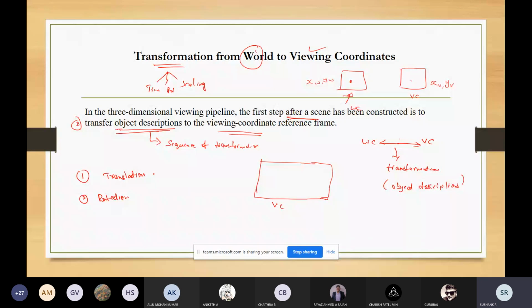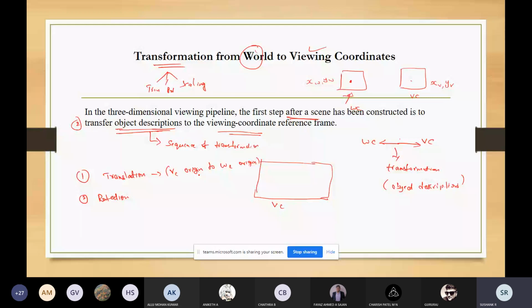Translation will be done to translate or move the viewing coordinate origin to the world coordinate origin. So basically the object will be described by using transformations. Here we are using two transformations: one is the translation and the other one is rotation. What translation will do is translate the viewing coordinate origin to the world coordinate origin.